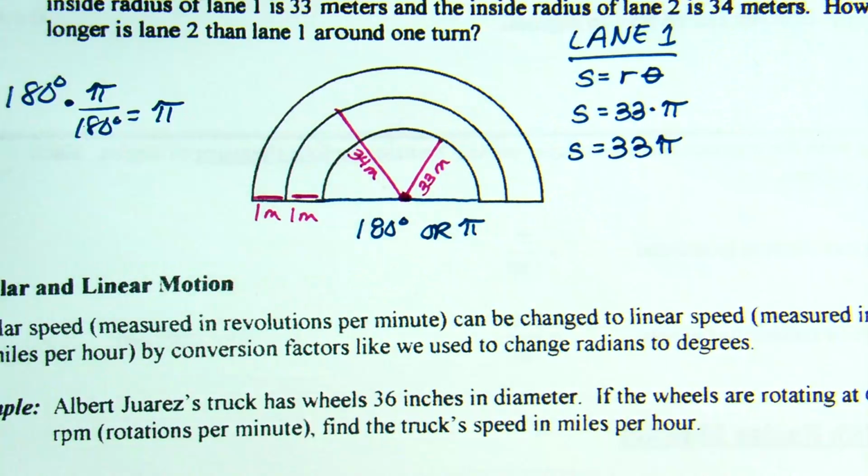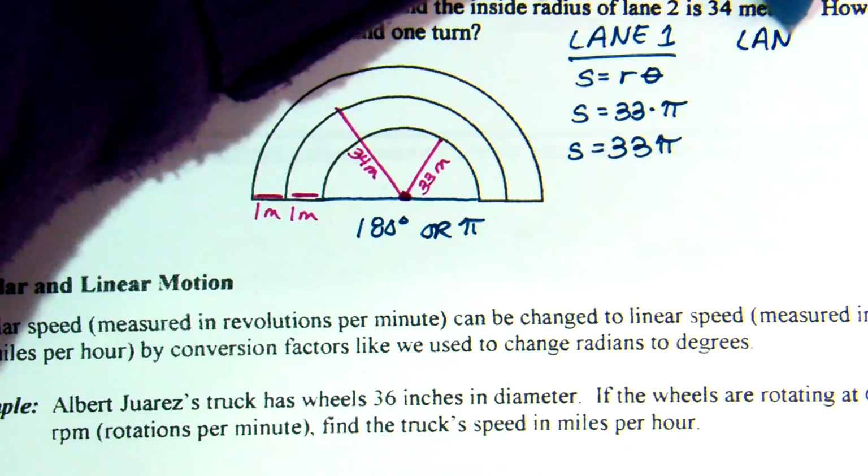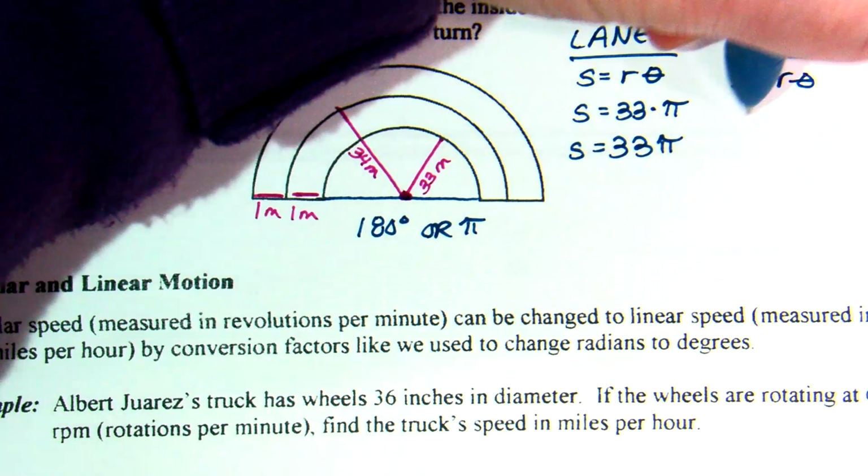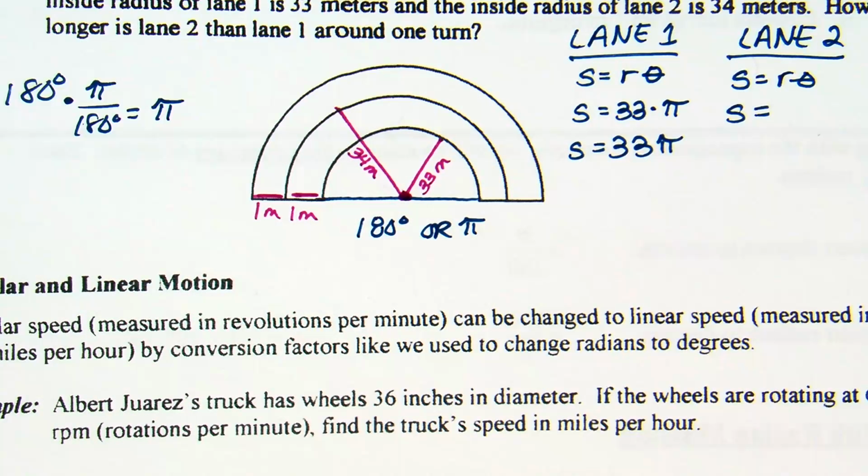Now, that was lane 1. Let's talk lane 2. Again, using S equals R theta to find this arc length, to find the length of that piece around the circle. What is R this time? 34. This time my inside radius is 34. What's theta?